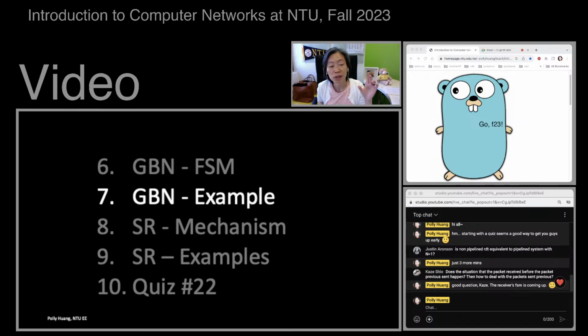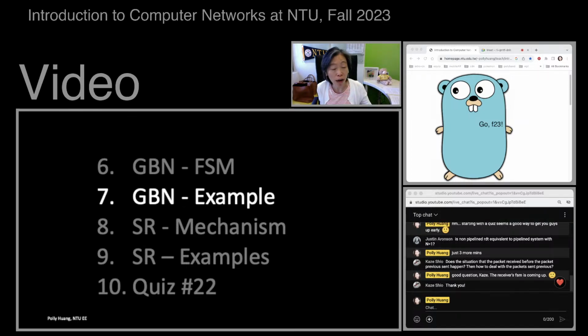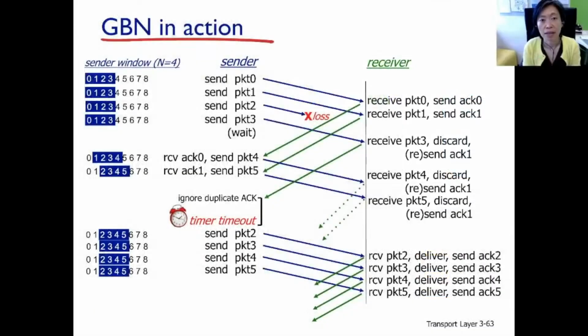All right. So this is the first part, deriving through the example. Next is to walk through an example of Go-Back-N, following the finite state machines. So then we go back and recap the sender's finite state machine and the receiver finite state machine, just so that you can follow.